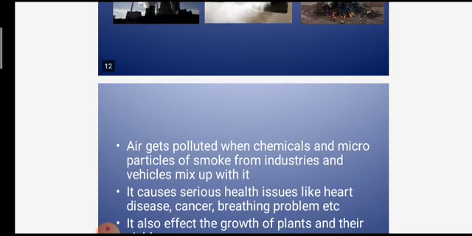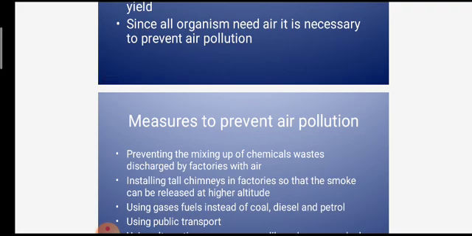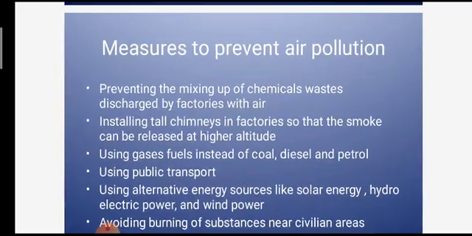This was about air pollution. Now, what are the measures to prevent air pollution?